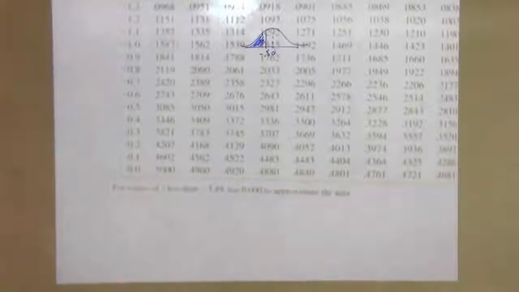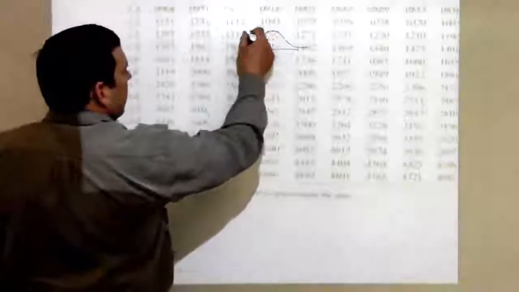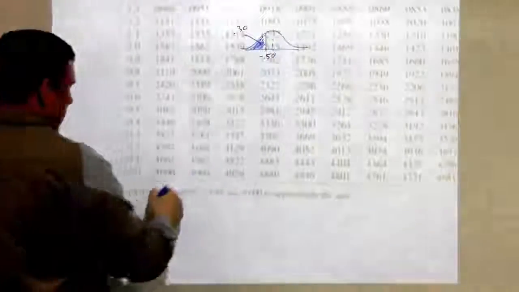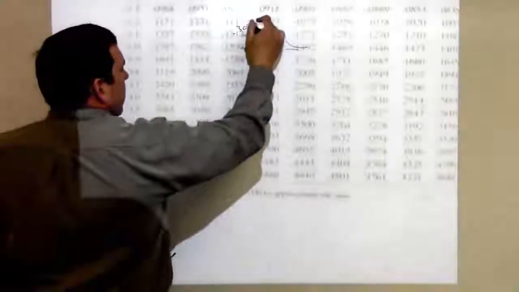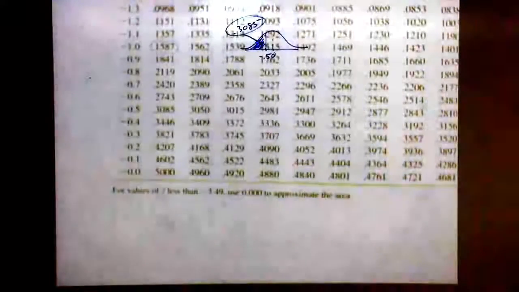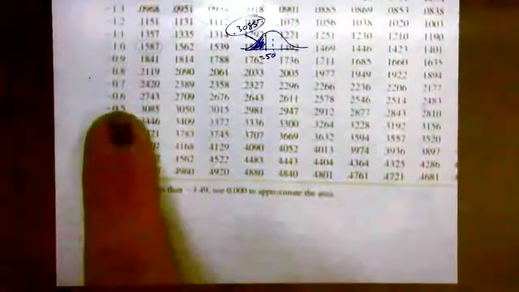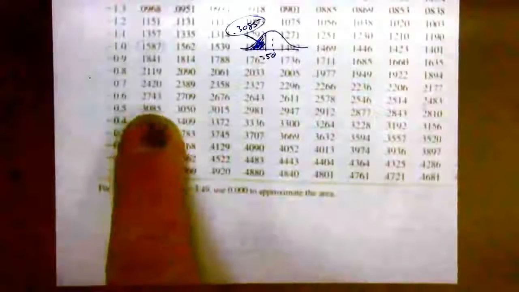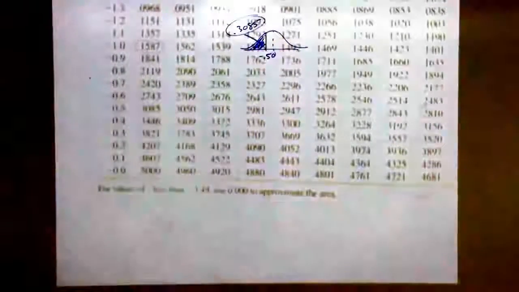So that means that this region to the left of this -0.5 is 0.3085. Again, I looked at this chart, found -0.5, and there's no decimal after, so it's the first column. 0.3085 is the area under the curve to the left of that point. My finger's pointing to the thing on the board now, not the book.